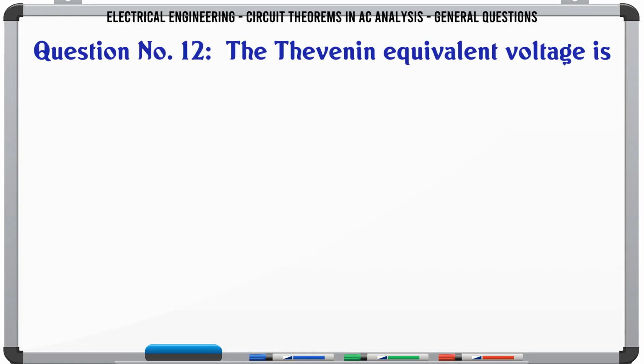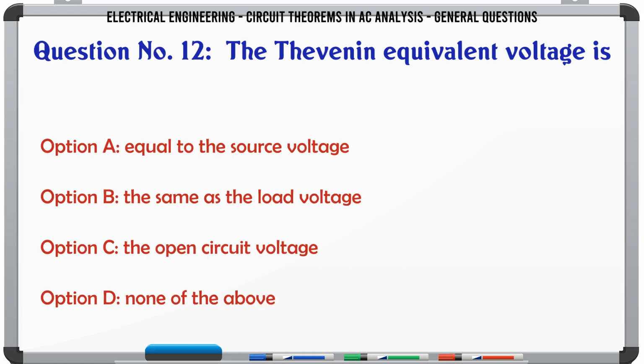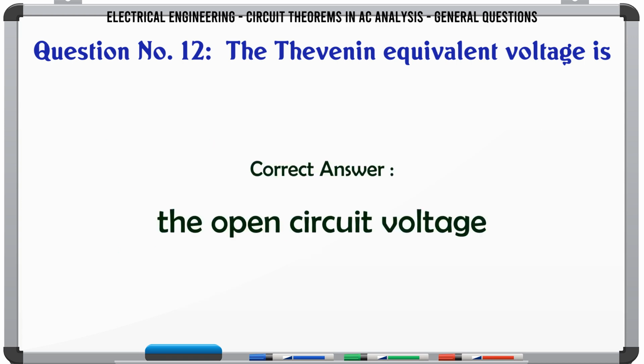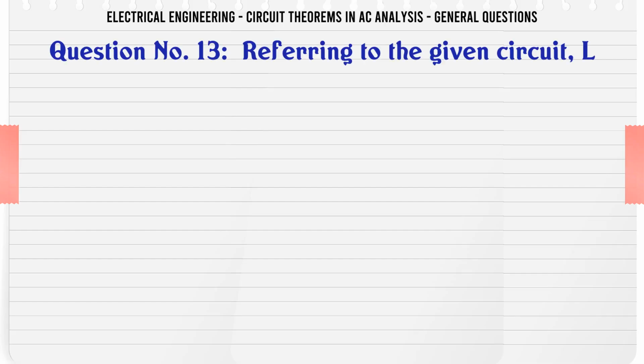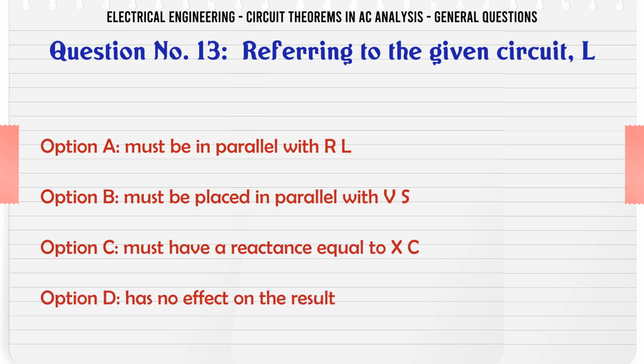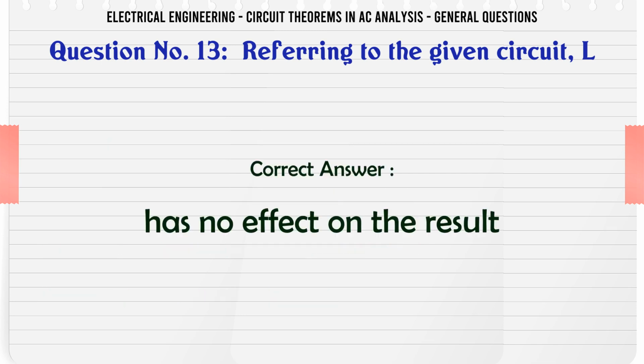The Thevenin equivalent voltage is: A, equal to the source voltage. B, the same as the load voltage. C, the open circuit voltage. D, none of the above. The correct answer is the open circuit voltage. Referring to the given circuit, L: A, must be in parallel with RL. B, must be placed in parallel with Vs. C, must have a reactance equal to Xc. D, has no effect on the result. The correct answer is has no effect on the result.